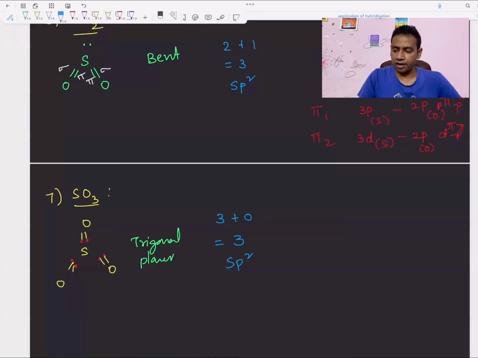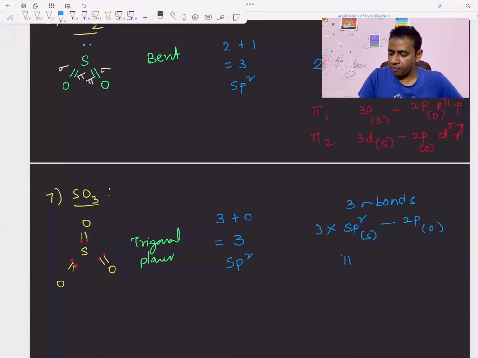Here again we have 3 sigma bonds, and each sigma bond originates from an sp2 hybridized sulfur atom: the sp2 hybrid orbital of the sulfur atom overlaps with the 2p atomic orbital of oxygen, and we have 3 such bonds.